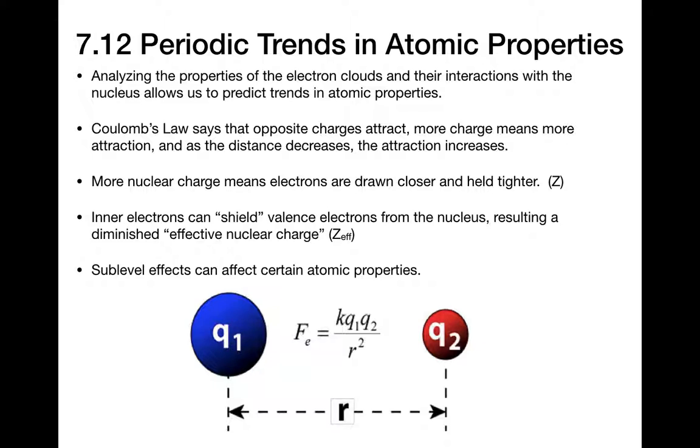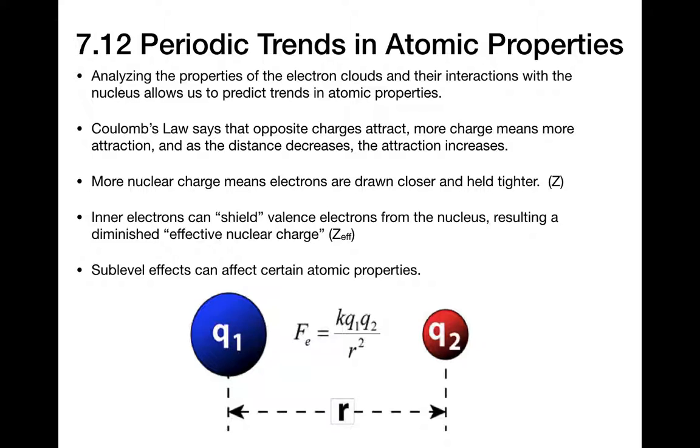So you see q being in the numerator means that a greater amount of charge has a greater force of attraction. r being in the denominator and being squared means that an increase in the distance lowers the force of attraction.